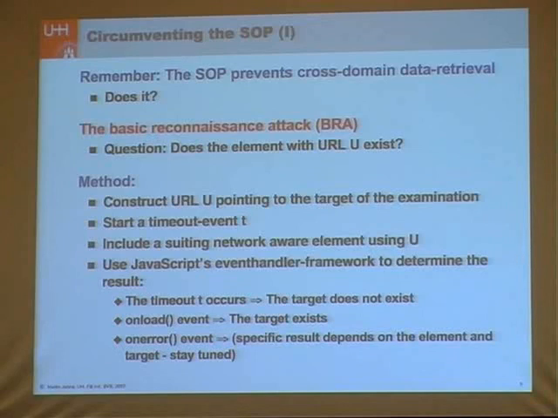The attacker constructs a URL u that points to a host or to an image or to whatever he wants to try to find out if it exists. Then he starts a timeout event t, that is rather important. And then he dynamically includes an element into the DOM tree that points to this external resource, and he outfits this element with two event handlers, the onload handler and the onerror handler. Now he has three indicators, the timeout, the onerror, and the onload, to find out what was the result of this inclusion process.